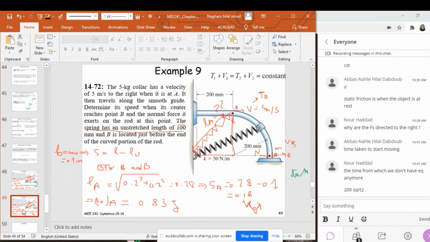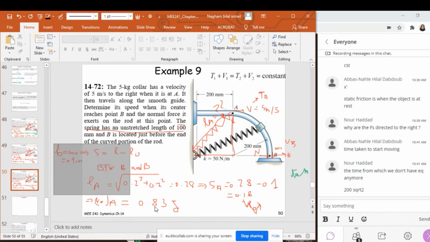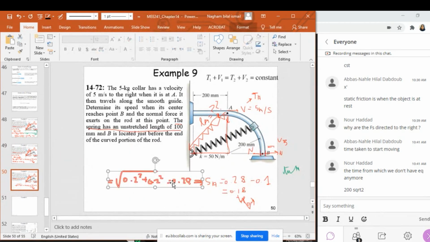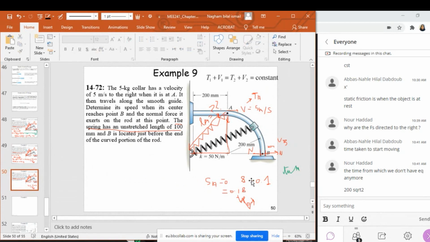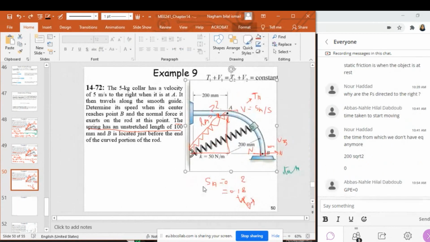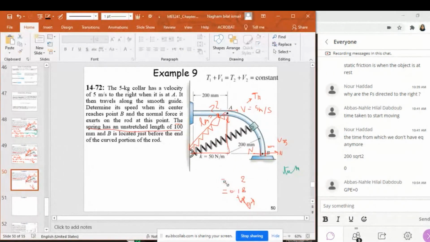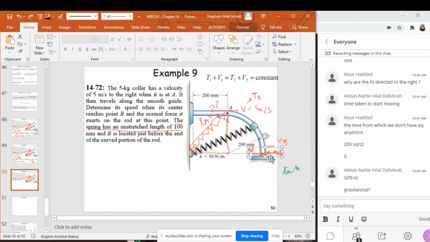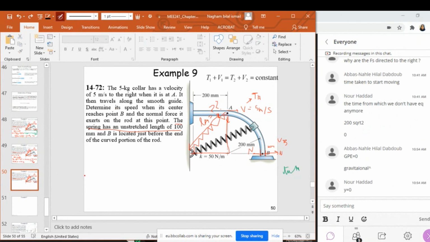Now, what about B? What are the potential energies at B? In fact, at B, they are not all equal to zero. The potential energy of the weight is equal to zero. It's not elastic, no, Abbas. It's only for the weight. Why is it equal to zero for the weight, guys? Who can tell me why? Because it is at the datum. Don't forget that the datum is at B. So V gravity at B is equal to zero because B is at the datum. So don't forget that I took the datum at B.